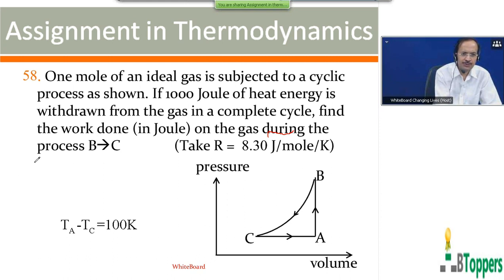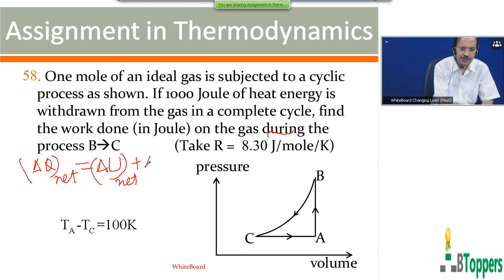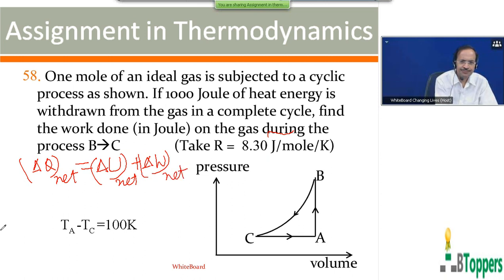So applying the first law of thermodynamics for the complete process, the net quantity of heat energy absorbed by the gas in the complete cycle can be written as the net change in energy of the gas per complete cycle plus the net work done by the gas in the complete cycle.